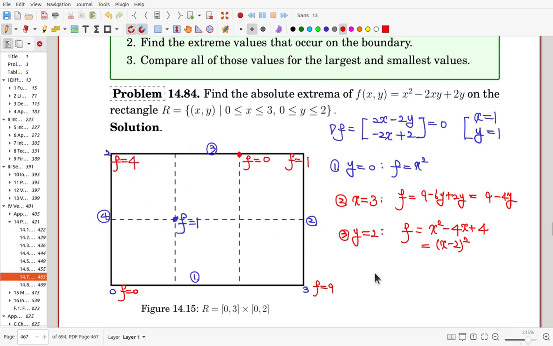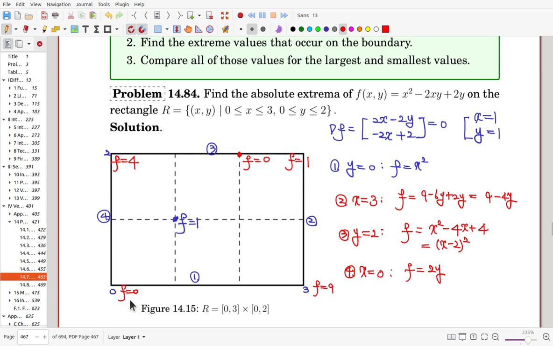And now the final one, x equals 0. Then f becomes 2y. The last boundary is linearly changing, so there is no critical value in the middle. So we found every possible extreme value.